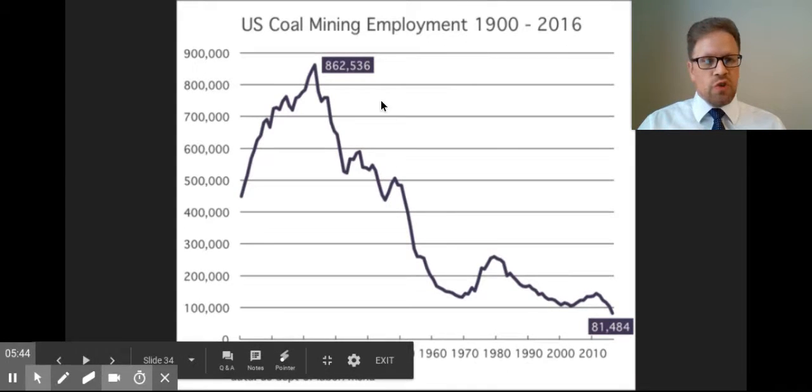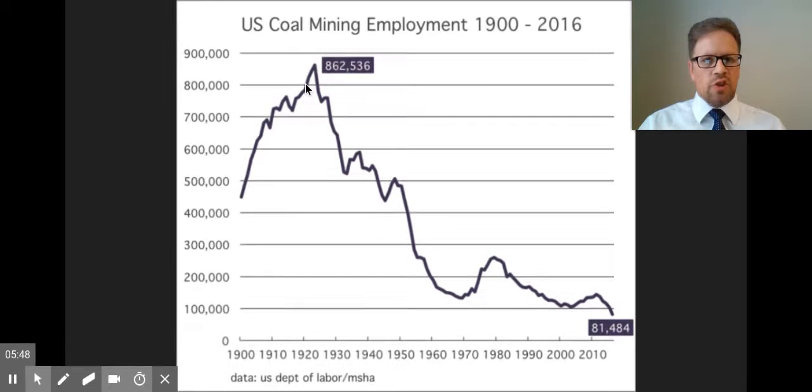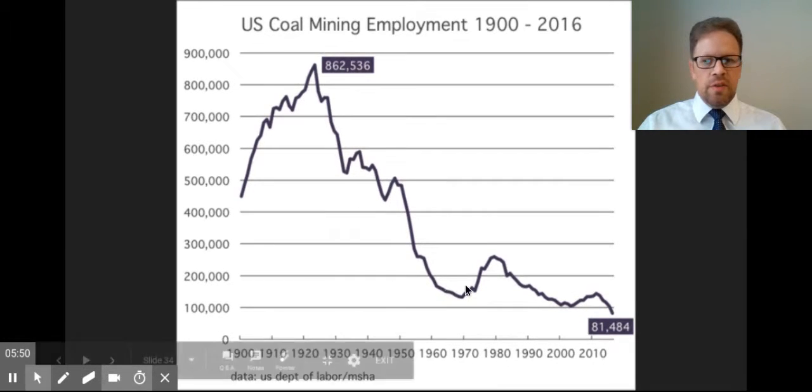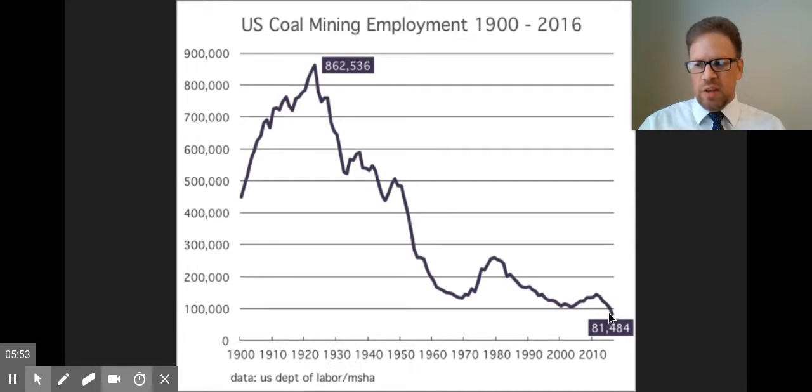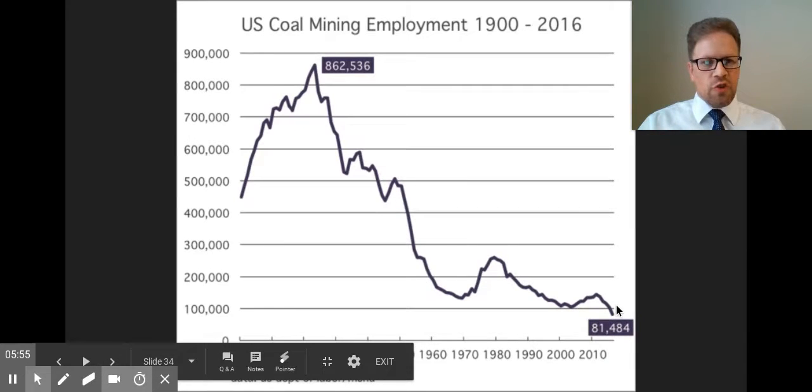So the structure of the economy is different. There used to be a time when there was a large need for coal miners, but that is not the time that we actually live in anymore. So the structure of the economy can change for lots of reasons.